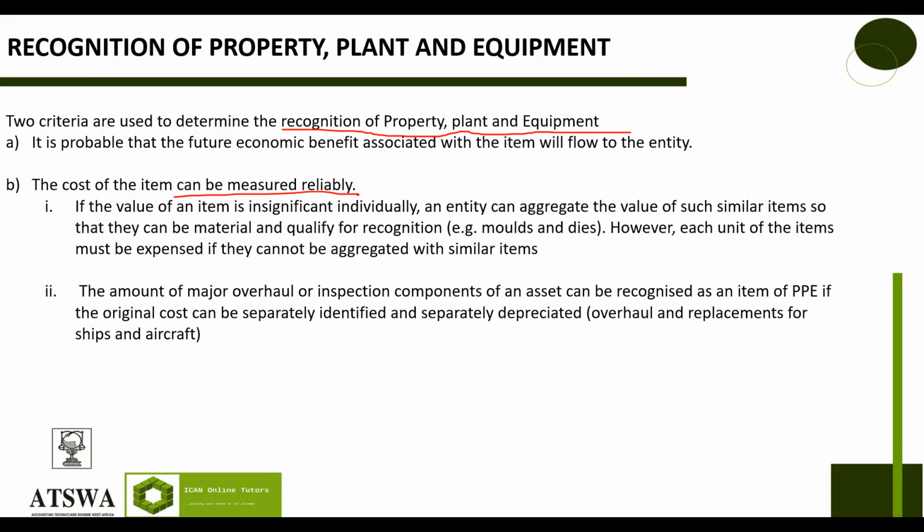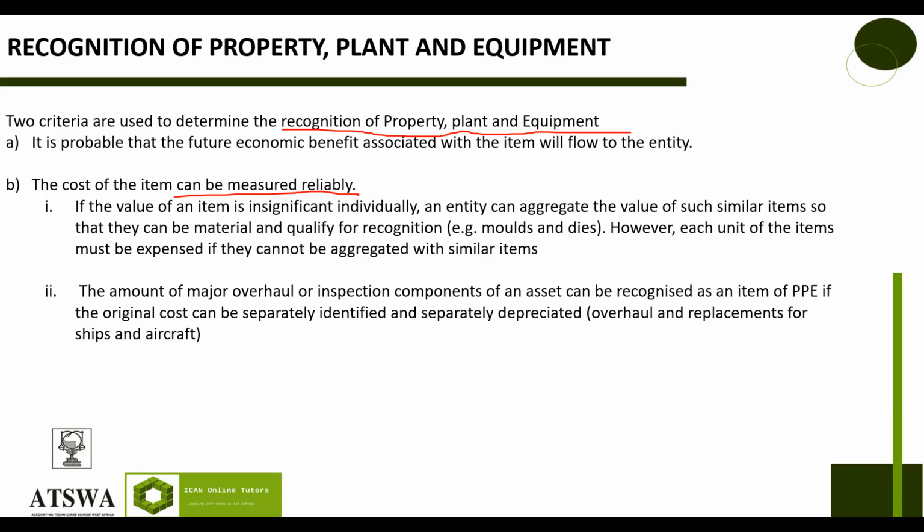What you can do is put all similar items that look the same of those type of assets together. When you put them together, you can sum them up so that they can now qualify for recognition. An example they gave us is molds and dies. The die itself and the molds, you can put them together because they are similar. You can't use the mold without the die, so you have to put them together. The die itself might be very small in value, but by the time you put all of them together, the asset might be very huge and material.